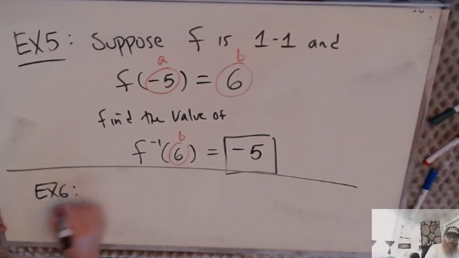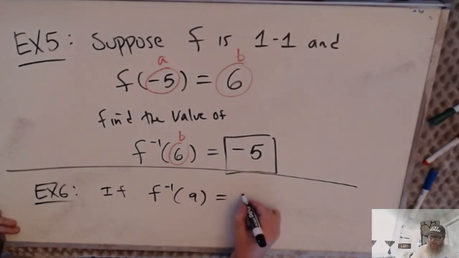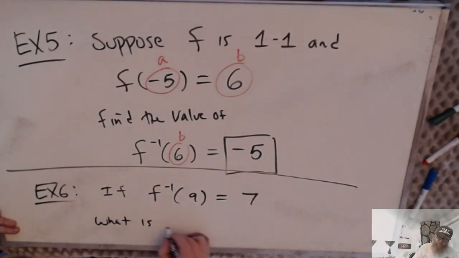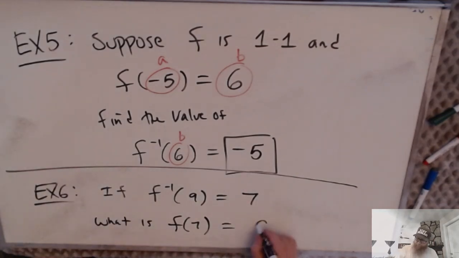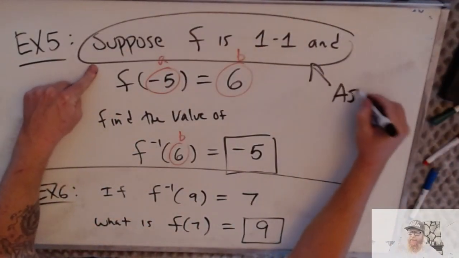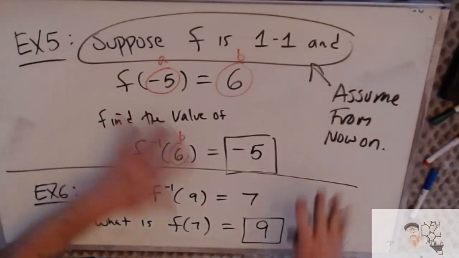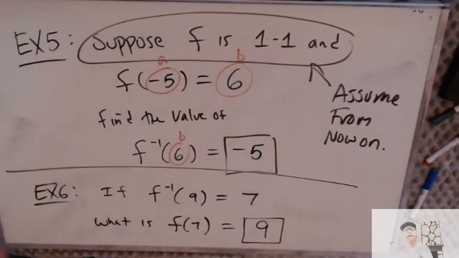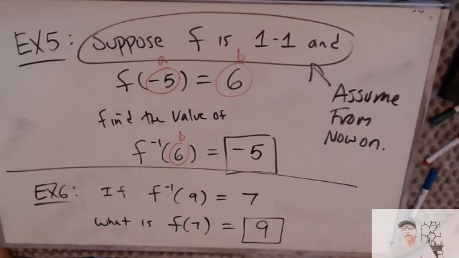Why don't I squeeze one more on here? If f inverse of 9 is equal to 7, what is f of 7? Well, it's 9. Again, moving forward, we're always going to assume from now on that if I give you a problem of this variety, I'm assuming that it's a one-to-one function. Otherwise, I wouldn't be able to say this so clearly.